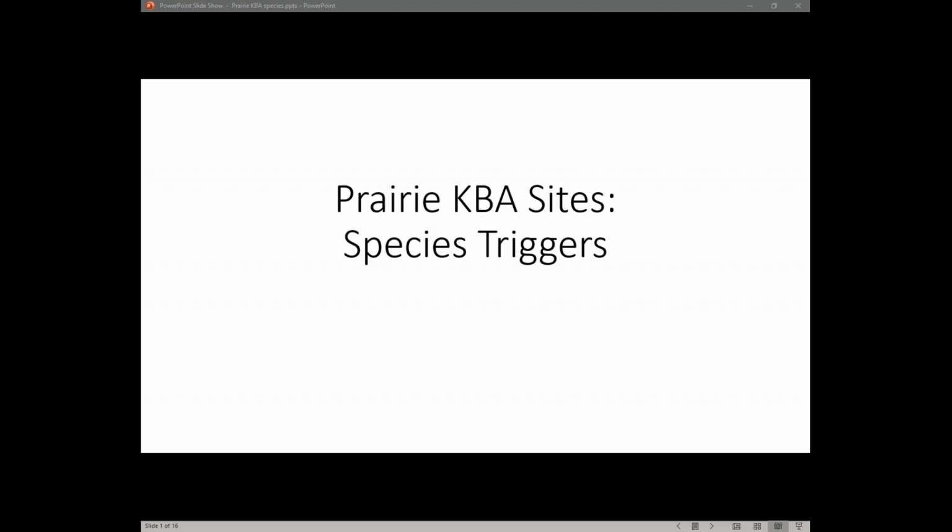While Karen's getting set up, when we finally get to the end stage here of identifying KBAs for the prairies, we're going to have to, of course, bring these things together when we delineate sites.